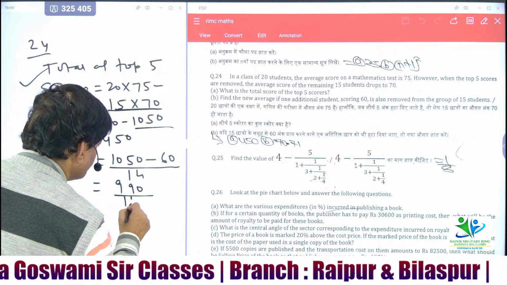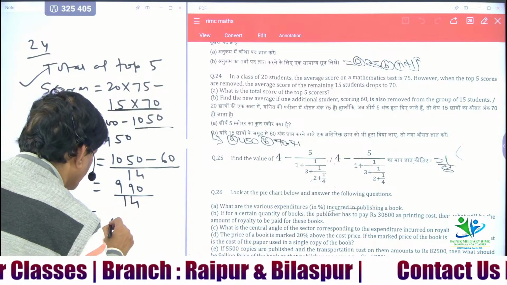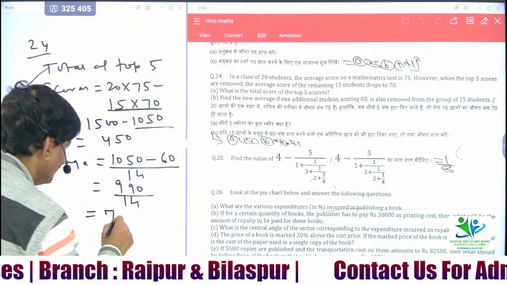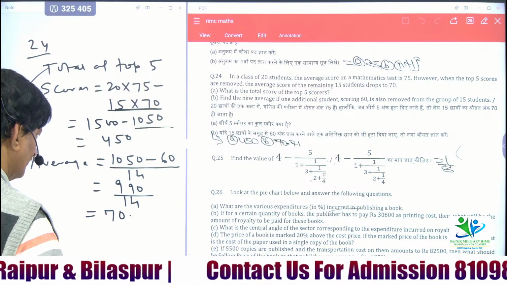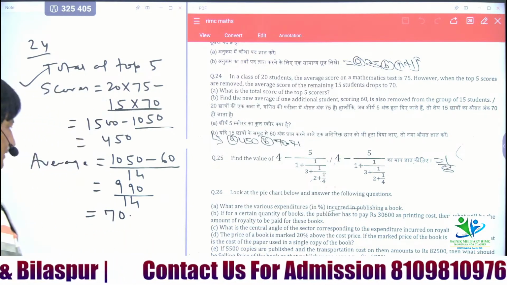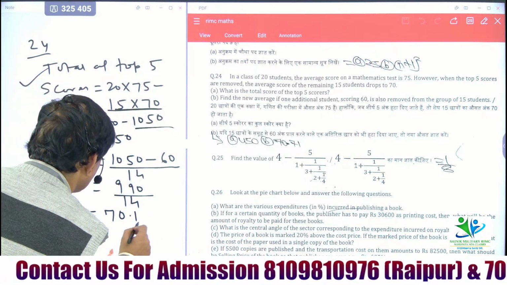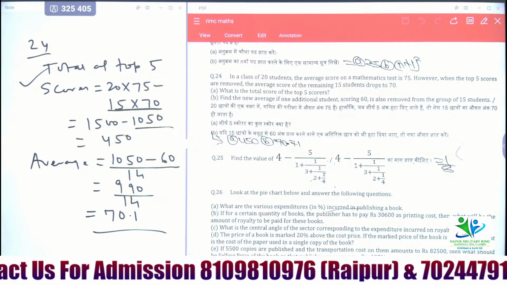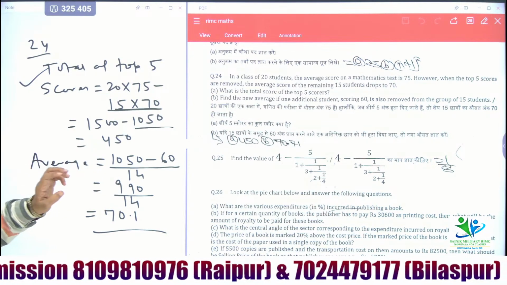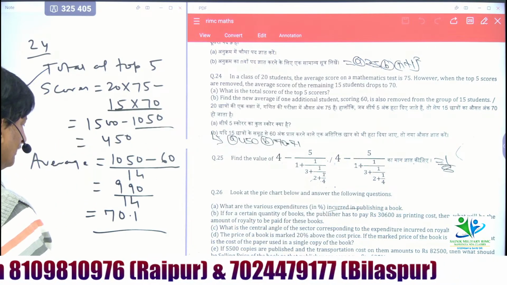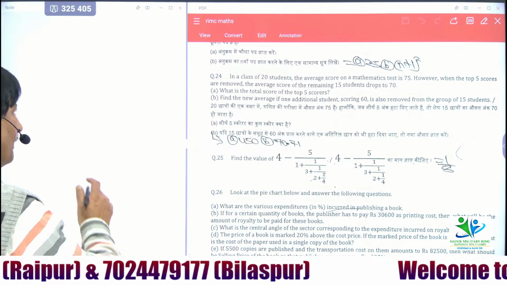990 divided by 14, and divide here by 14. 7s are 98, then 70, and 7s are 98, then 20, like this, 14 1s are 14, 660 like this. So you get the average in decimal like this. 14 students remaining, 1 is removed. Is it clear?